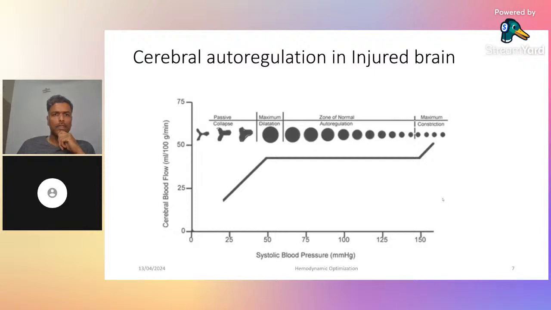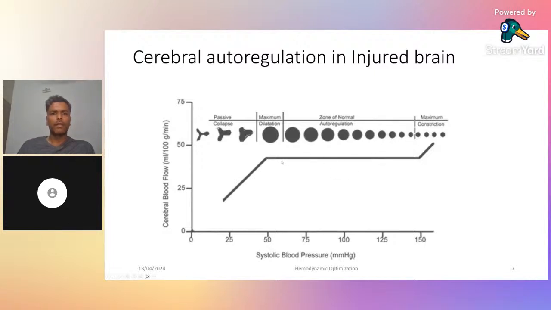Now, just to reiterate a simple concept of cerebral autoregulation. This is a common curve which you would have learned as basics for cerebral autoregulation. What autoregulation means is that over a blood pressure change of 50 millimeters of mercury to 150 millimeters of mercury, the cerebral blood flow is kept constant by the change in the diameter of the cerebral blood vessels. When the blood pressure comes down, the cerebral blood vessels dilate to maintain blood flow. When the blood pressure goes up, the cerebral blood vessels constrict in order to reduce the blood flow. This is normal autoregulation, or the autoregulatory plateau.